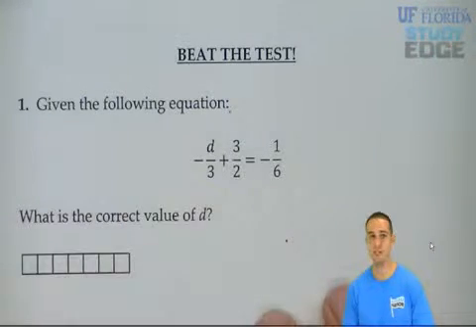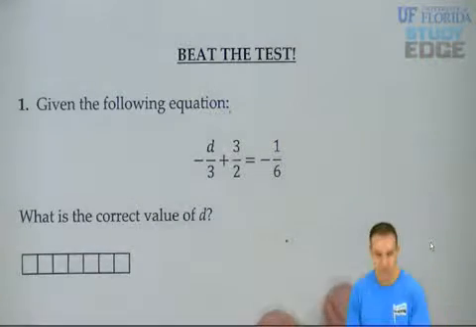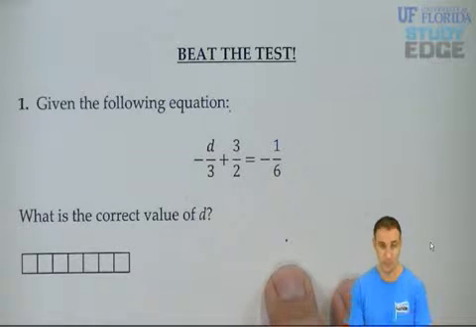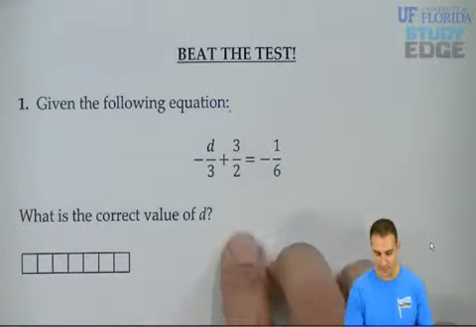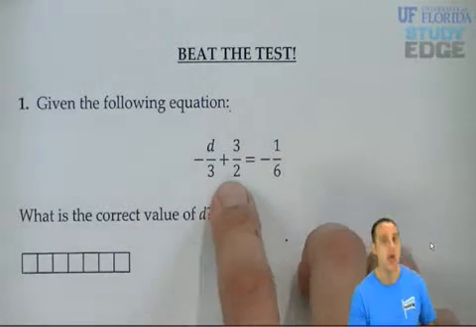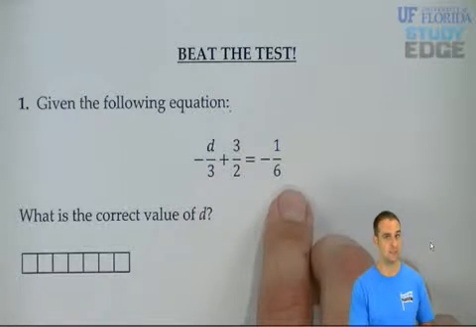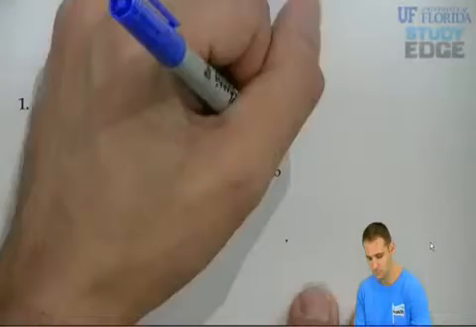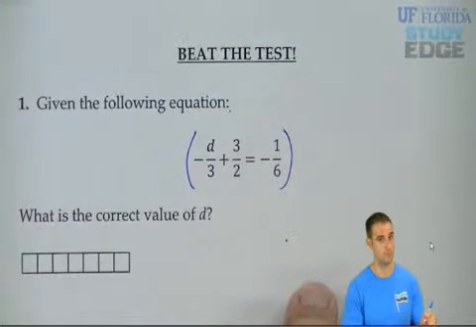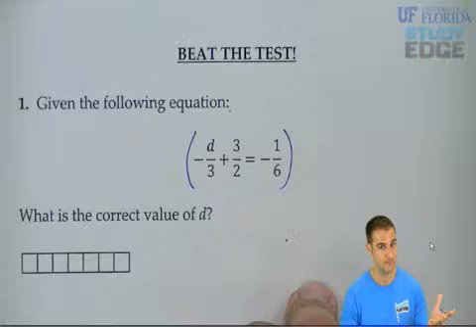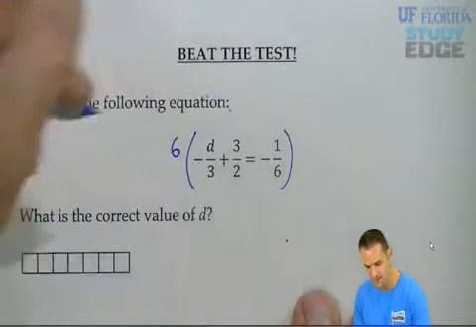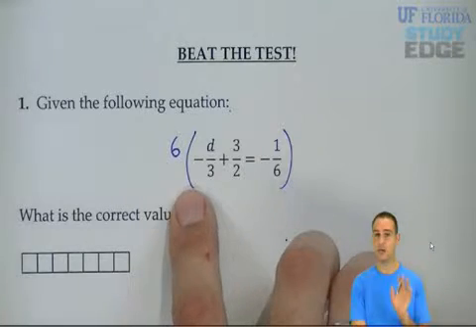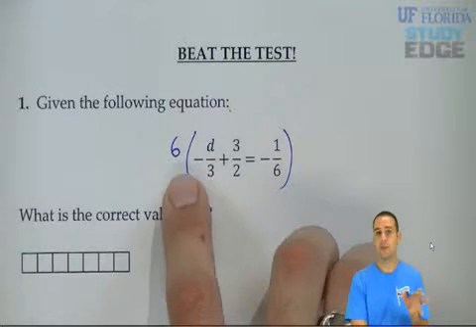Again, we have an equation. Given the following equation, what is the correct value of d? So we have fractions. We want to remove these fractions. What is the lowest common denominator between 3, 2, and 6? 6. The lowest is 6. Again, you can do a common denominator like 12, but the lowest is 6.